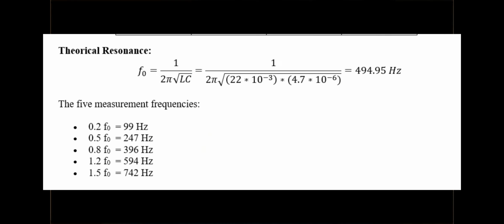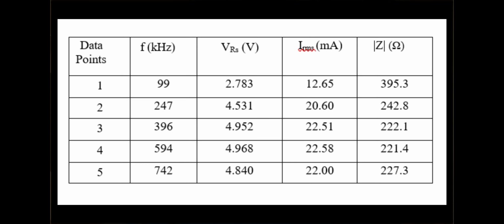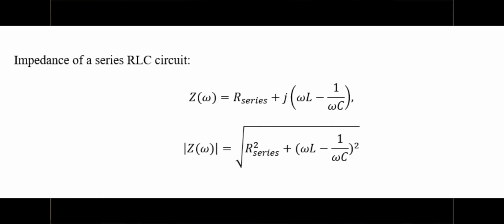After building the series RLC circuit and connecting the signal generator and the oscilloscope, I started by choosing a set of frequencies around the expected resonance. I kept the output voltage of the signal generator at 5 volts. For each frequency, I measured the voltage across the resistor using the oscilloscope. From this voltage, I found the current using Ohm's law, and using the current and total voltage, I can calculate the magnitude of the impedance at that frequency.